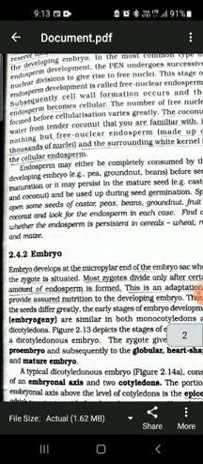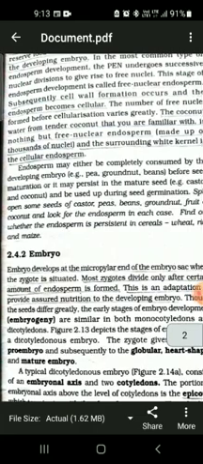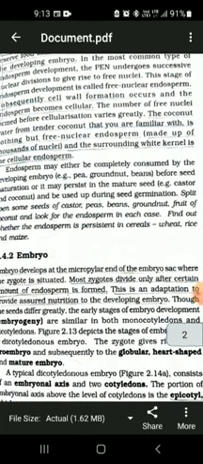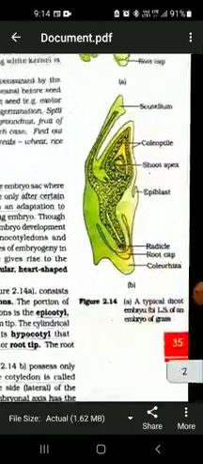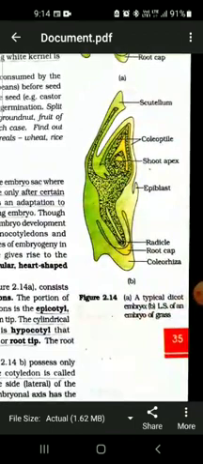Embryos of monocot plants possess only one cotyledon. In the grass family, the cotyledon is called scutellum, that is situated towards one side of the embryonal axis. You can see here, this is scutellum in diagram B, and scutellum is representing the cotyledon.